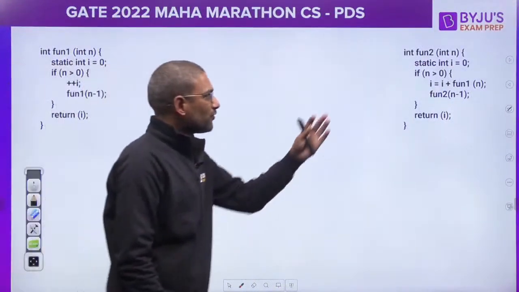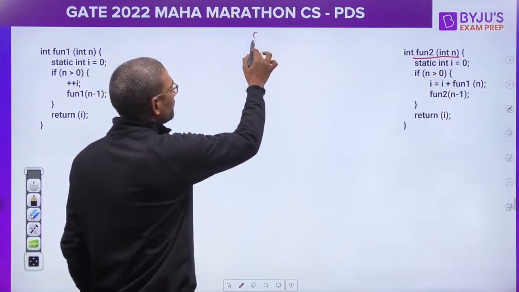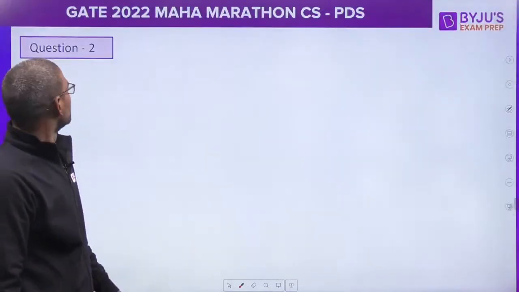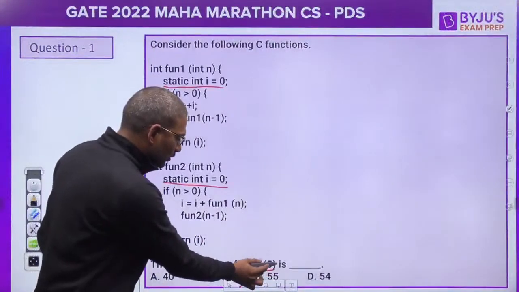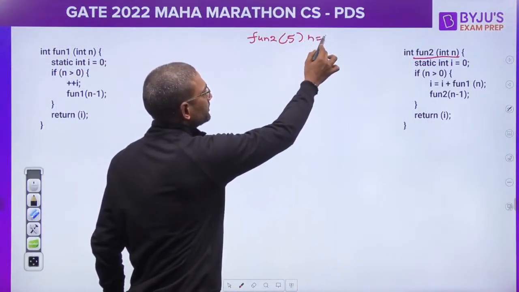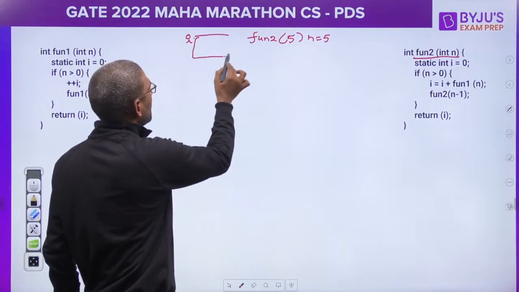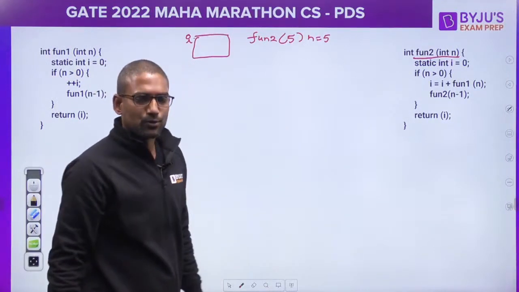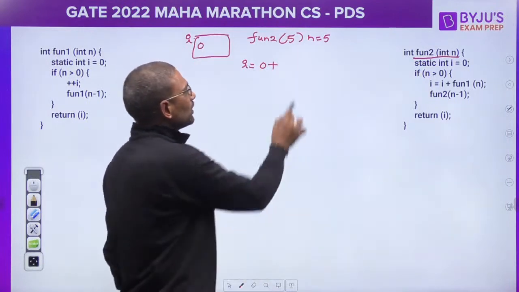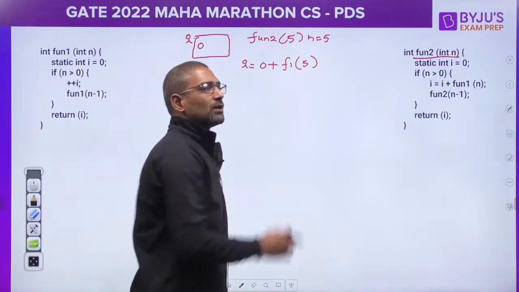Here these are the two functions we have, fun2 and fun1. First the call is made to fun2 of 5. In the question it is clearly mentioned fun2 of 5, so here n value would be 5. Static int i is equal to 0. So for fun2 I am creating one i. n is greater than 0, of course. So i is equal to i plus fun1 of n. What is n? 5. So what would be fun1 of 5?